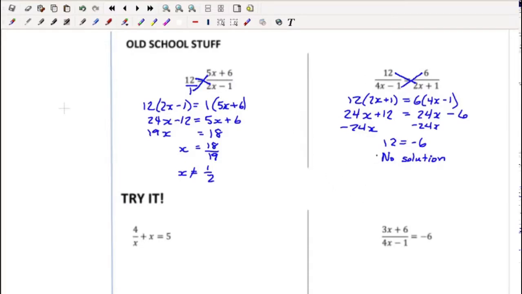And if we needed them, our excluded values, this would be x equals 1/4. So x is not allowed to equal 1/4. And on this side, x is not allowed to equal negative 1/2. Those are excluded values. But since we have no solution, no x values are actually ever going to work.